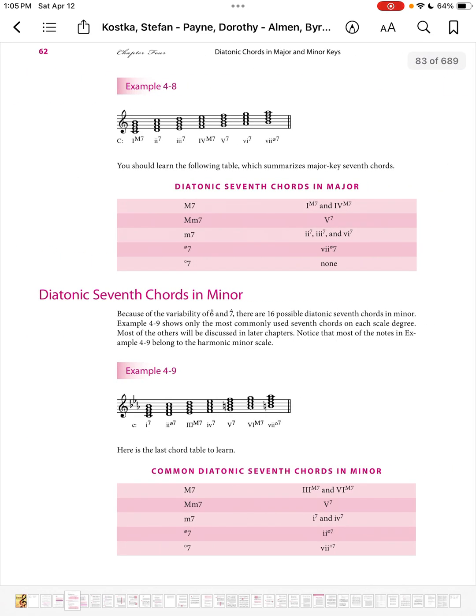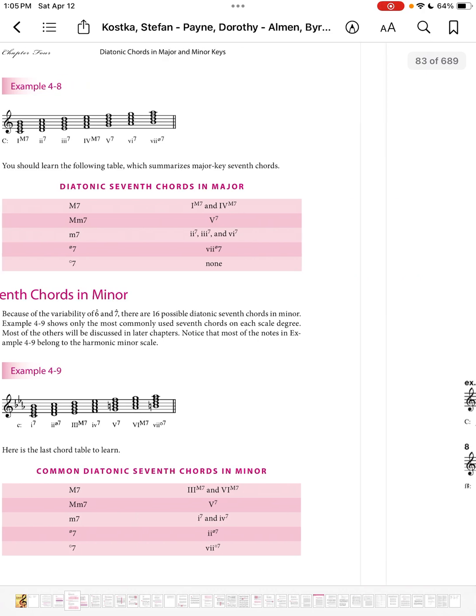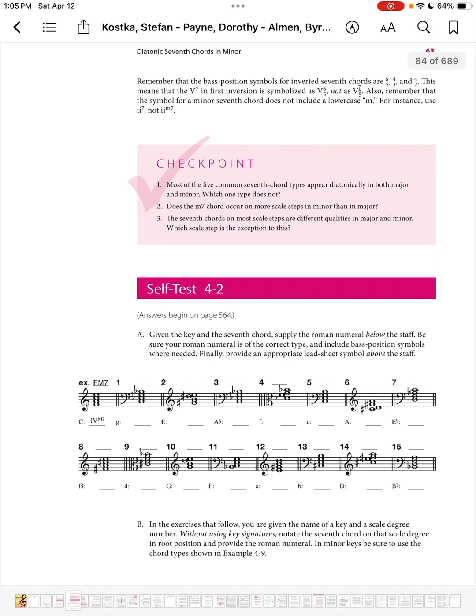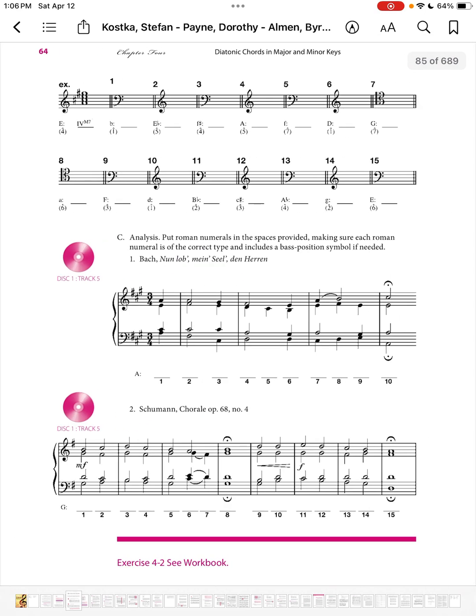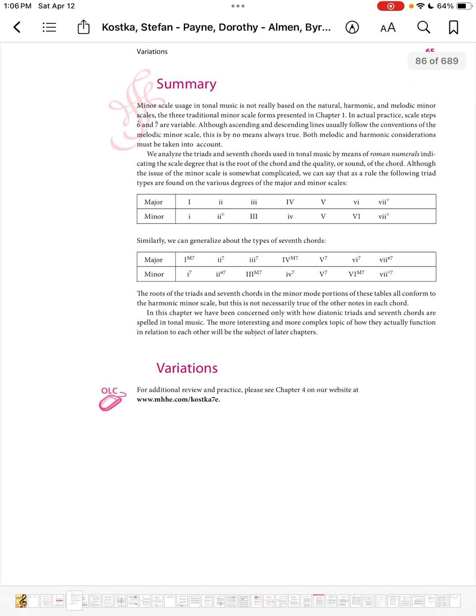Okay, so diatonic keys, diatonic sevenths. I think I've seen a lot of this before, thanks to office hours. See the bass position it symbolizes. Okay, we got this part. I'm not going to go through all of these crazy ones. I'm just going to go through a few. And that's the summary.